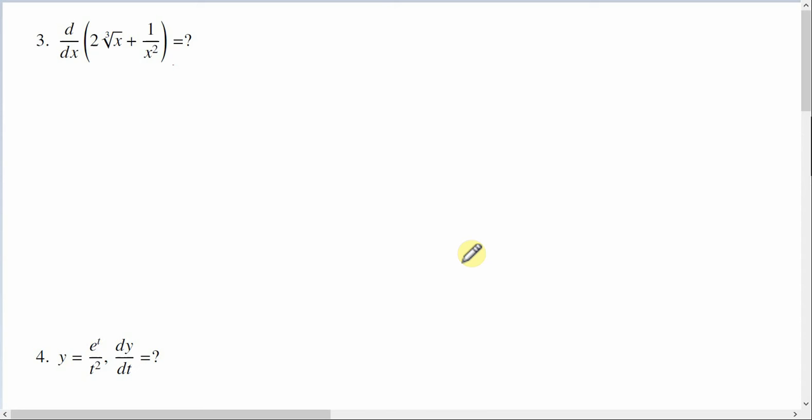Third problem, we've got a couple of functions here we want to take the derivative of. To do both of these, I need to write them as x to a power, then I can use my power rule. So this first one, I've got the derivative of 2 times the cube root of x. This will be written as x to the 1/3. That's what a cube root is. And then the second one, I'll write as x to the -2.